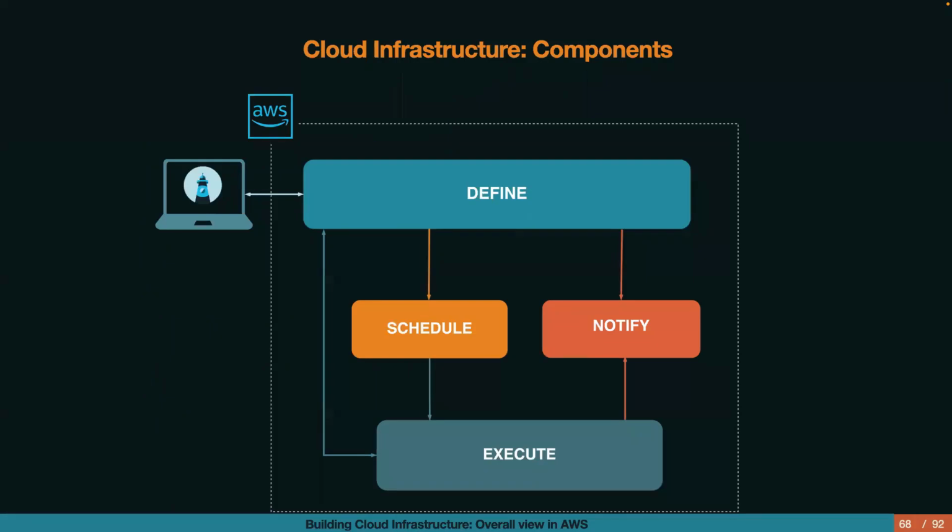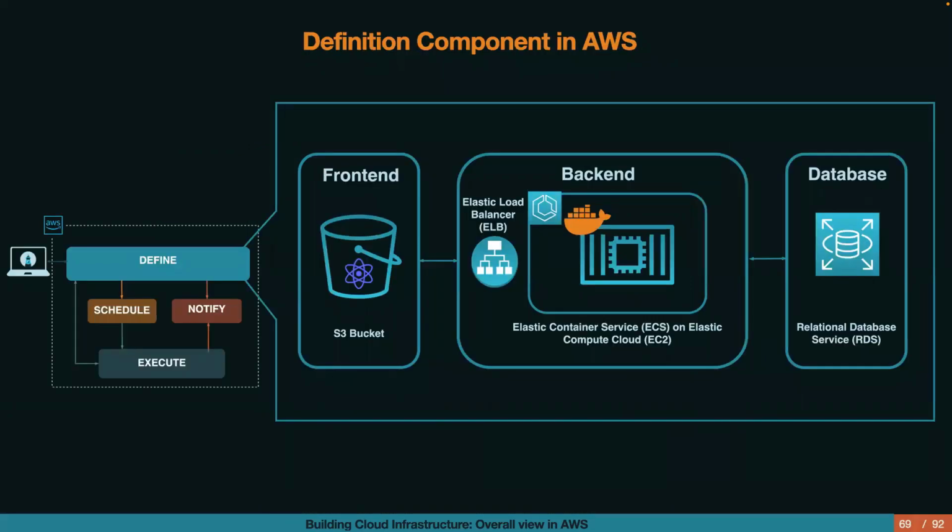As you might remember, every API monitoring tool needs 4 key tasks: define, schedule, execute, and notify. We're going to build a full architecture starting with this simple diagram. Now, let's take a closer look at how we moved the definition component to the cloud. We stored the front-end build file in an S3 bucket. We hosted the backend on a Docker container on an EC2 instance, fronted by an elastic load balancer, and we used RDS for our database.